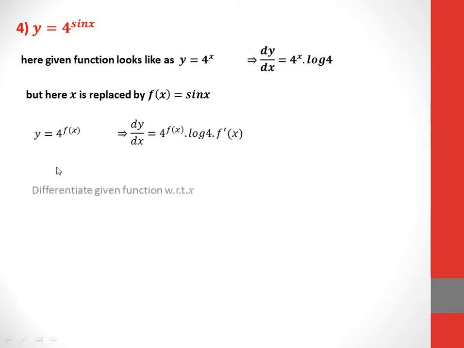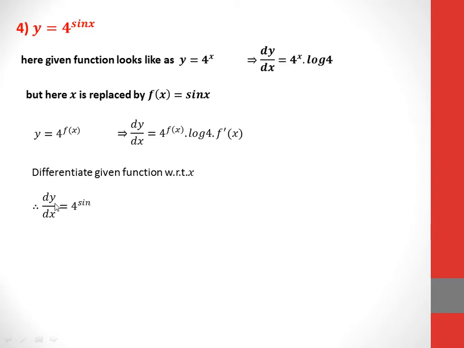Okay, so if we differentiate the given function with respect to x, then we get the derivative like this, 4 raised to sine x into log 4 into d by dx of sine x. Now see the answer, dy by dx is equal to 4 raised to sine x into log 4 into cos x. Okay, so we get the derivative of the given function.